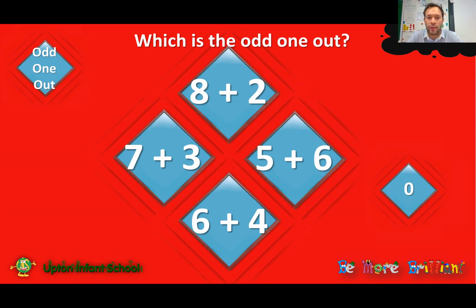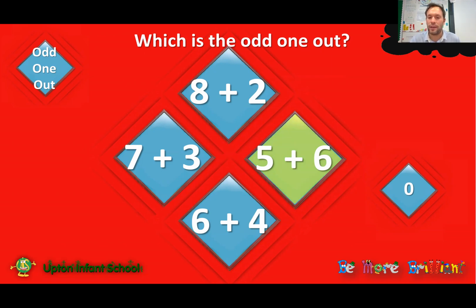So let's go through the answers. What have we got here then? 8 add 2. Well, those are number bonds to 10, aren't they? 7 add 3. Again, they're number bonds to 10. So 7 add 3 is 10. 6 add 4. Those are number bonds to 10 as well. What about 5 and 6? No, 5 and 6 make 11. So that is the odd one out. Well done if you spotted it.